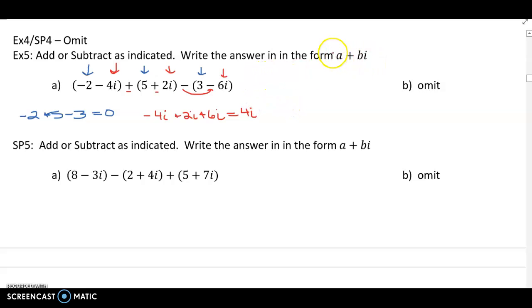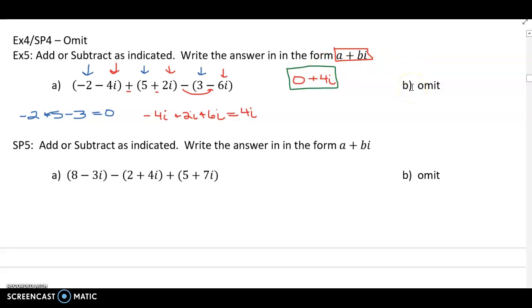Our answer has to be in the form a plus bi. Normally we might just write 4i, but since the real number worked out to 0, we're going to write 0 plus 4i. On your test, I'm okay if you just put 4i, but on your homework, as you definitely know by now, it is very particular about how it has its answers. So we want to make sure that we write it exactly how the computer wants it.